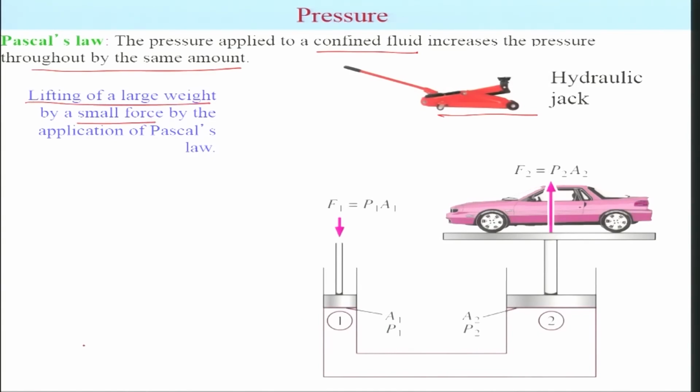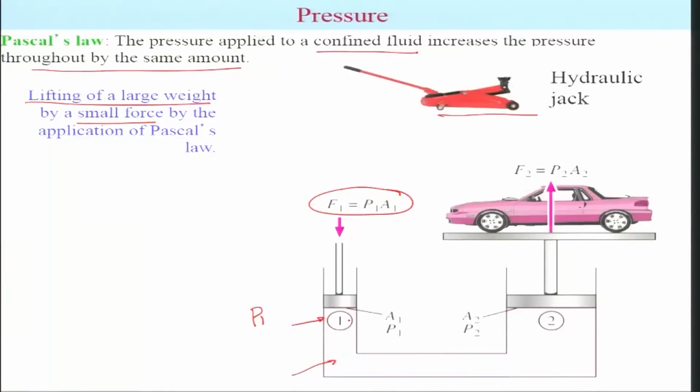So let's look at how it does. You consider this jack in this schematic diagram. You have a single fluid here, which is represented by this color, and you apply a force F1 at this end. This leads to a certain pressure, let's say P1. Now once this system is equilibrated, and we are assuming that it's a quasi-equilibrium state, the pressure P1 should be the same as the pressure P2, because they are at the same horizontal level.